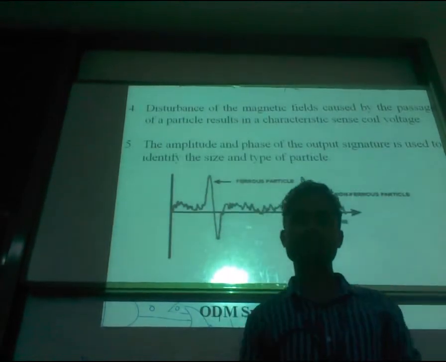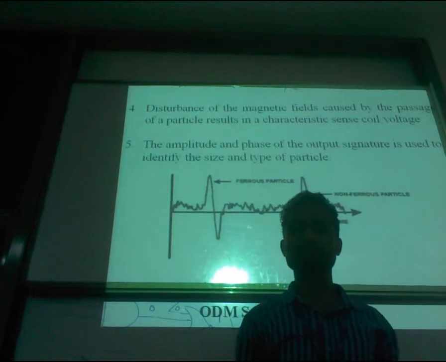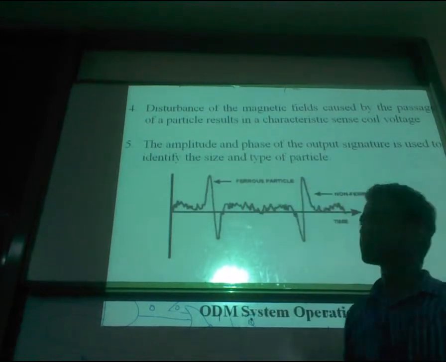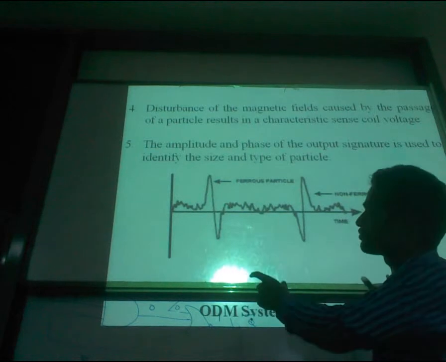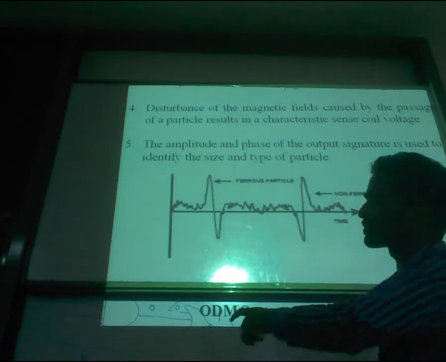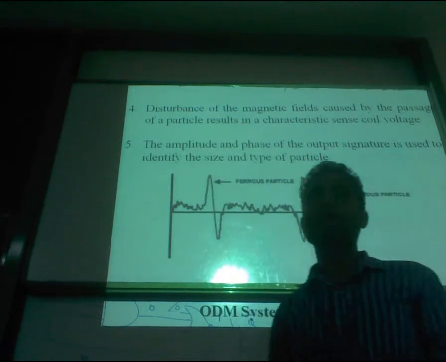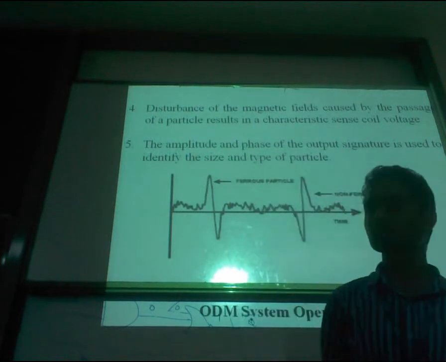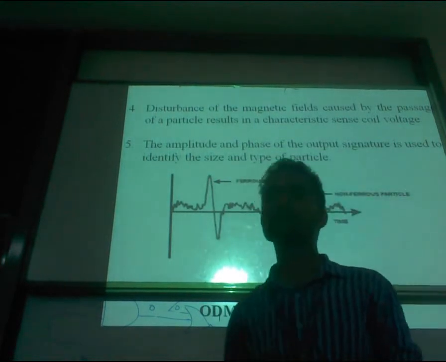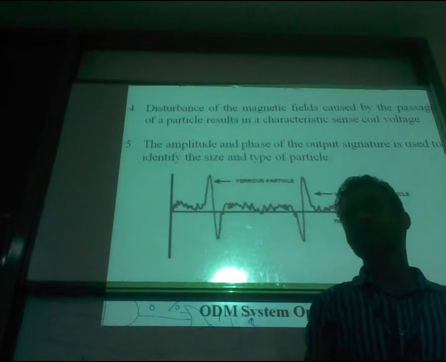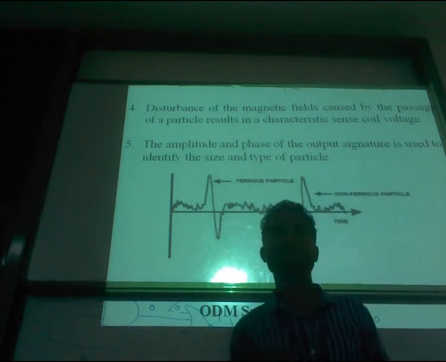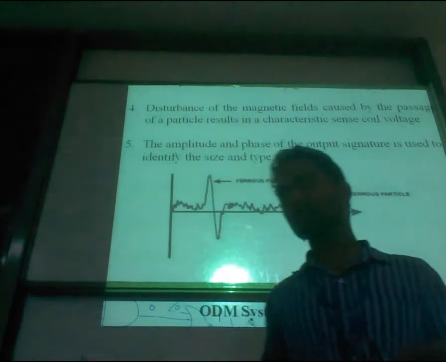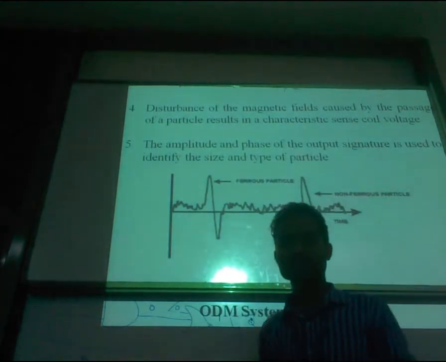The disturbance of the magnetic field caused by the passage of the particle results in the characteristic sense coil voltage. Initially, we managed the frequency of both field coils. Then in this balance condition, if any particle, magnetic or ferrous or non-ferrous, passes inside the tubing, we get a fluctuating signal. That is, it says that there is a particle that has passed in the oil.